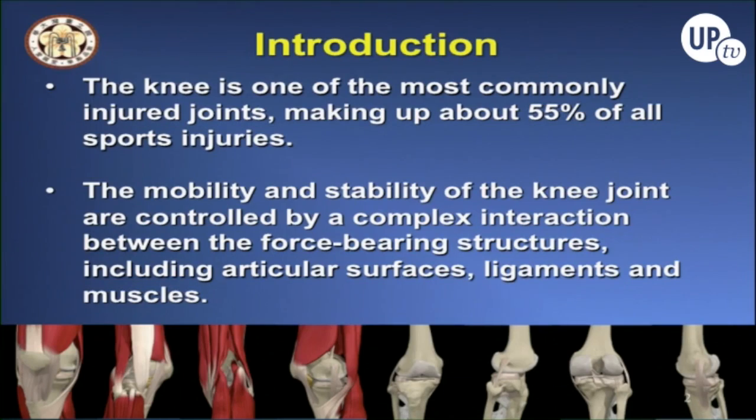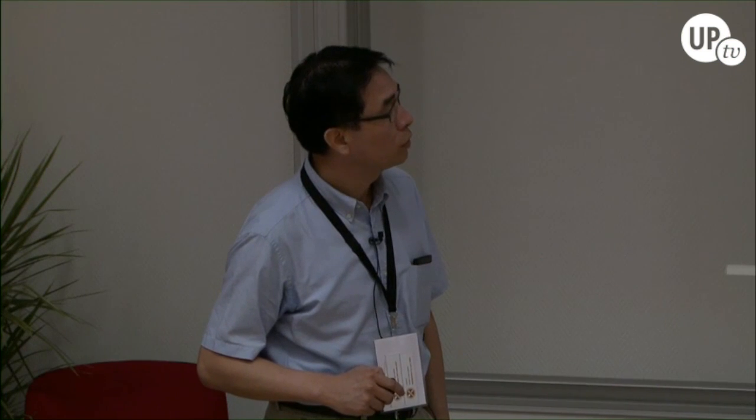As I'm sure you all know, the knee joint is one of the most commonly injured sports injuries, making up about 55% of all sports injuries. And we know that mobility and stability of the knee are controlled by a complex interaction between the force-bearing structures, including articular surfaces, ligaments, and muscles.